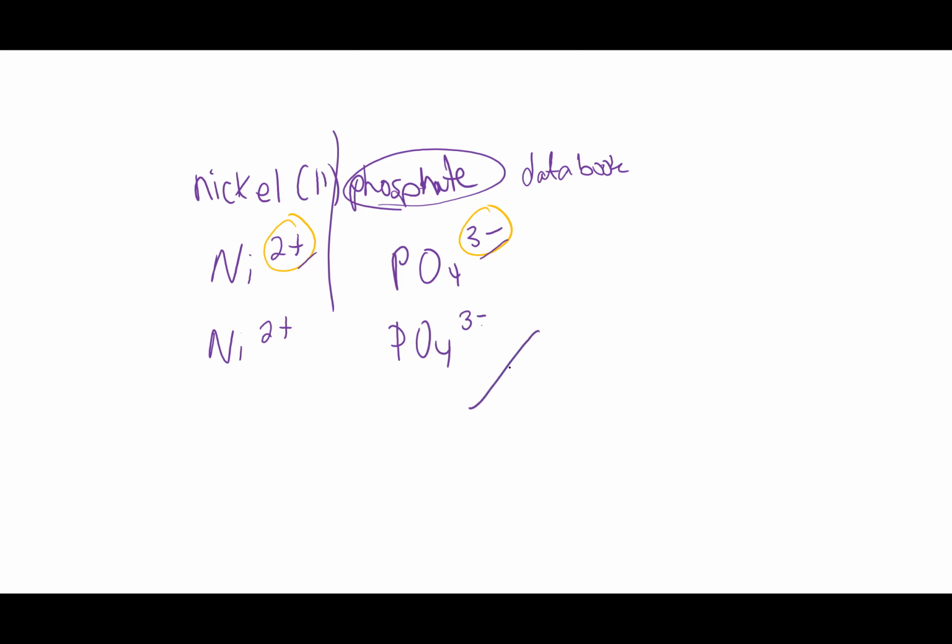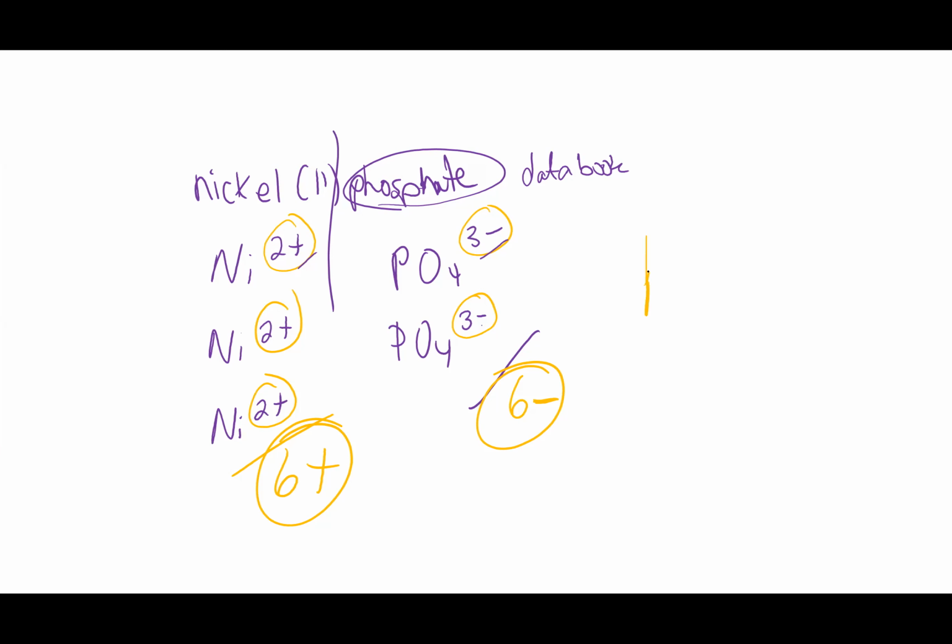Okay, hold up. So let's think about this. On the left side, I have a total of negative 6. So add one more Ni. Exactly. So now what I do is I add one more Ni, and now if I add up all their charges, I get 6 positive. Perfect. It cancels. Everything's happy.